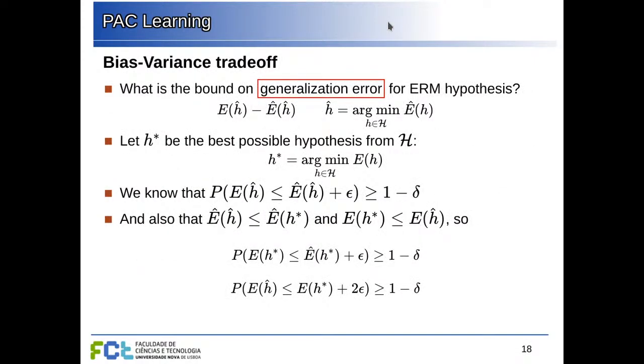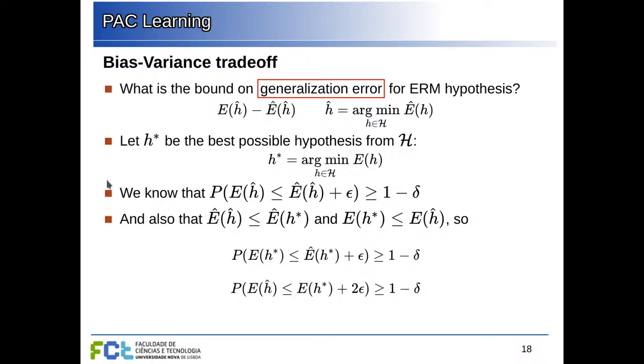Another thing that we can look at with this formalization is the bias-variance trade-off. So let's consider the generalization error. The generalization error is the difference between the error we have on the training set for the hypothesis that we chose and the true error of that hypothesis. We choose one hypothesis by minimizing the empirical error, and this is what the learner is doing. We give it the training set, it minimizes the error on the training set and gives us that hypothesis. And now there is a difference between the empirical error of that hypothesis and the true error.